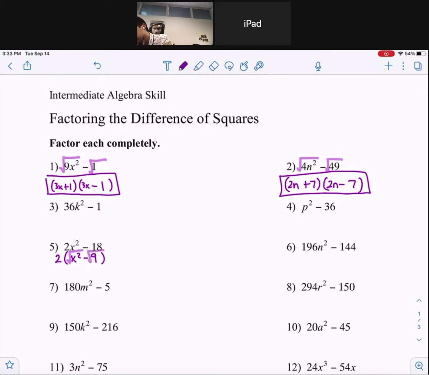So we're going to drop down the 2. Square root of x squared is x. So x, x. Square root of 9 is 3 and 3. Plus and minus.